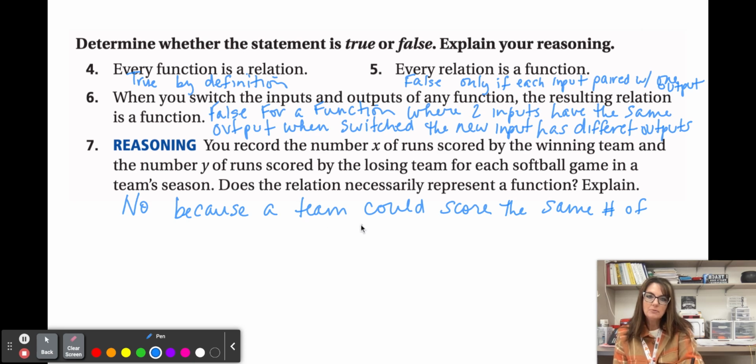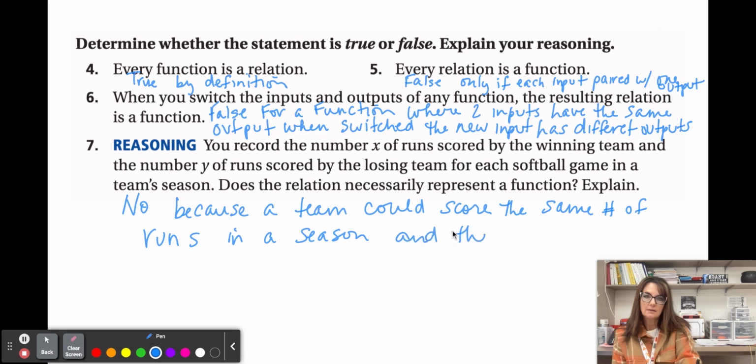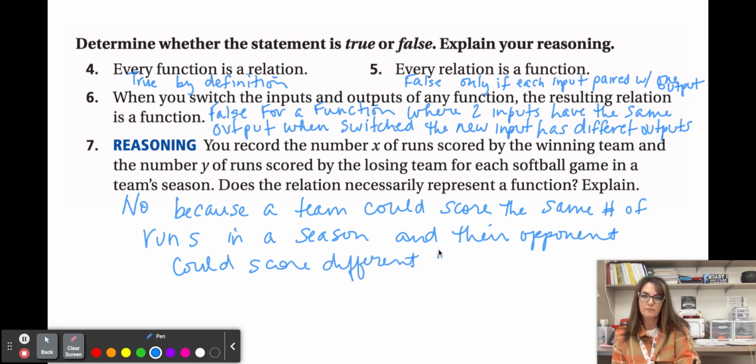Okay. So because a team could score the same number of runs in a season and their opponent could score a different number. And then when you reverse it, or when you look at it, it wouldn't necessarily represent a function. So I know that's a lot of words. If you want to take a minute to pause the video and write that down, so you can have it to look back on or ask questions about later.